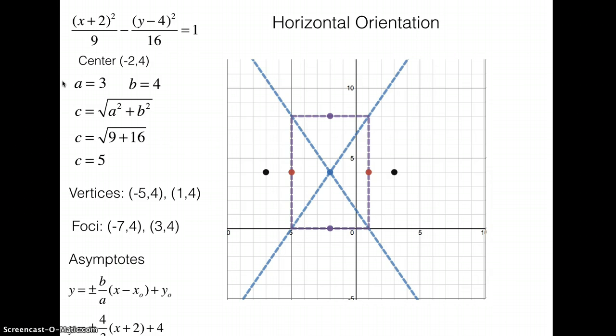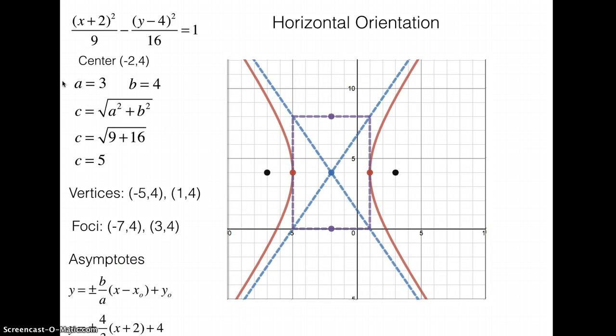Lastly, you need to graph the two parabolas that make up your hyperbola and make sure we're opening up in the horizontal direction. Lastly, make sure that your parabolas do not cross through your asymptotes.